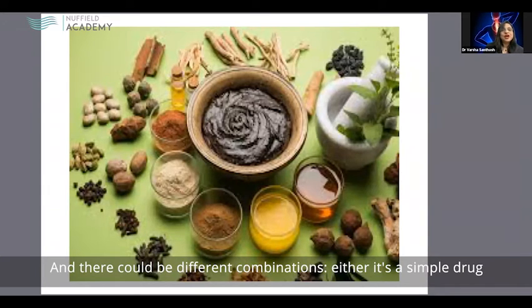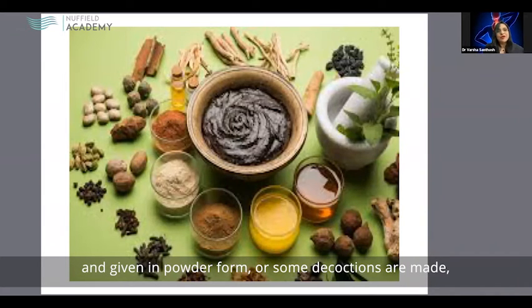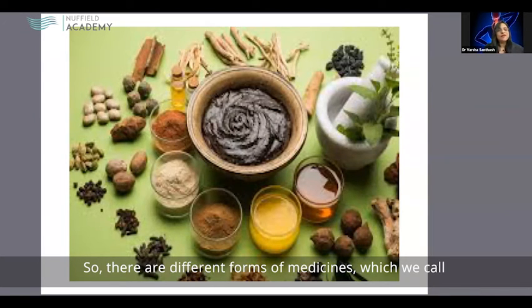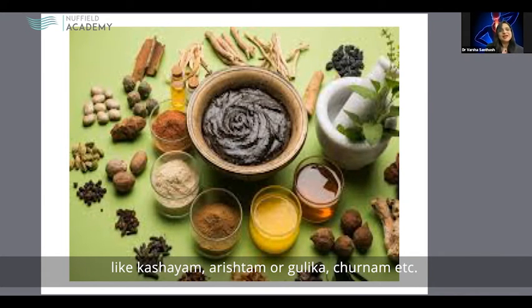And there could be different combinations. Either it's a single drug given in a powder form, or some decoctions are made, or some medicines are prepared in the ghee format, or sometimes there is some juice extracted from it. So there are different forms of medicines, which we call gulika, rasayana, leyam, tailam, kashayam, arishtam.